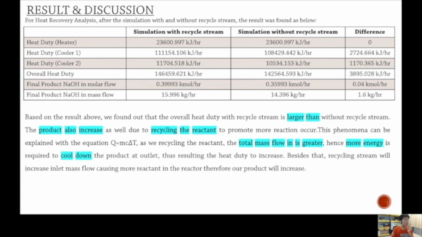This phenomenon can be explained with the equation Q equals m c delta T. As we recycle the reactant into the reactor, the total mass flow into the reactor is greater. Hence, more energy is required to cool down the product at the outlet, thus resulting in our overall heat duty increasing for the simulation with recycle stream. Finally, recycle stream will increase the inlet mass flow, causing more reactant into the reactor, therefore our product will increase.